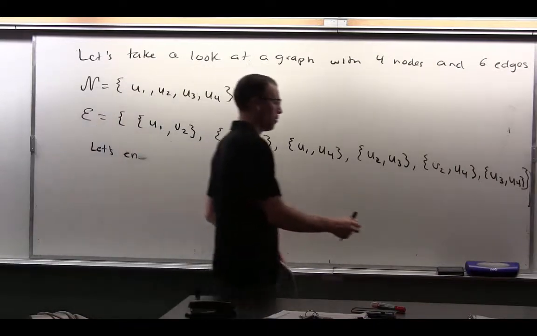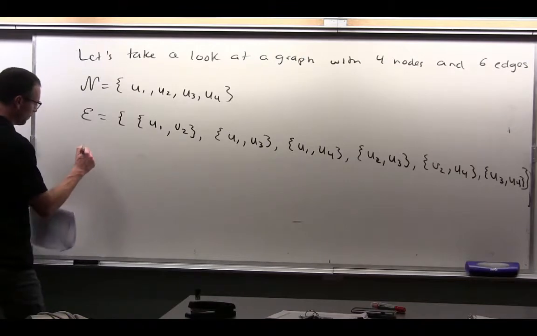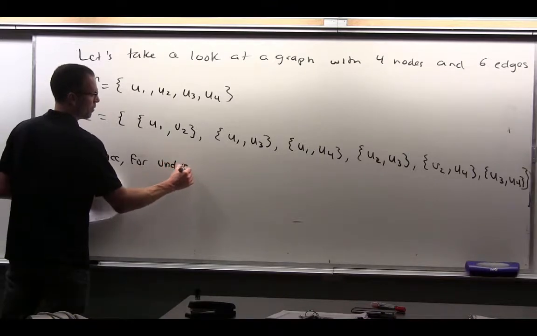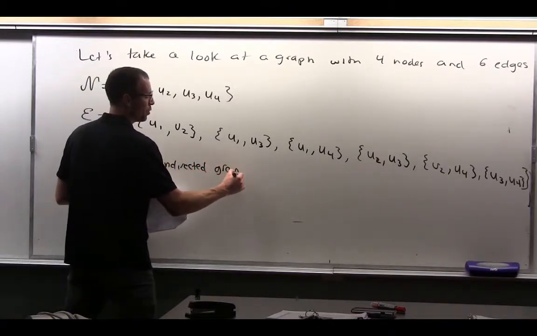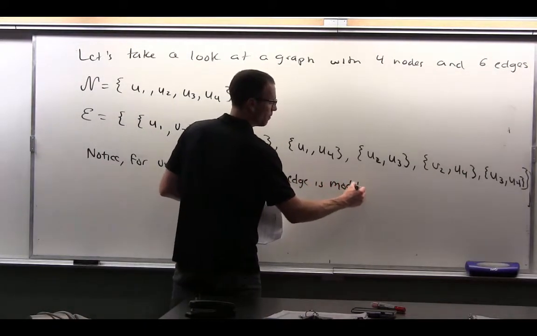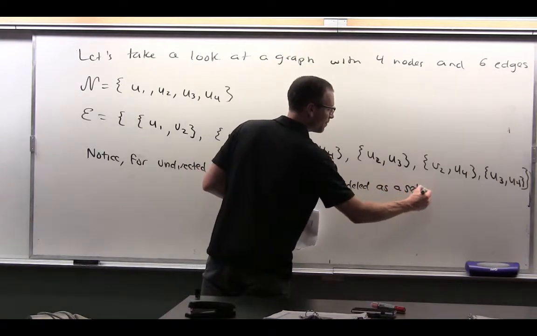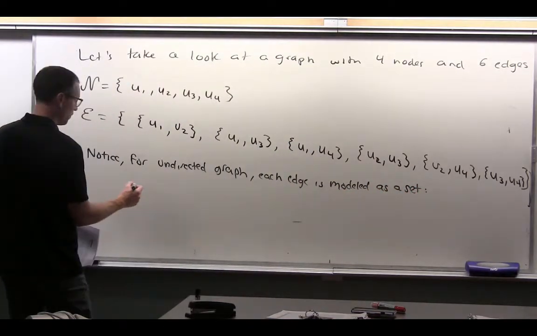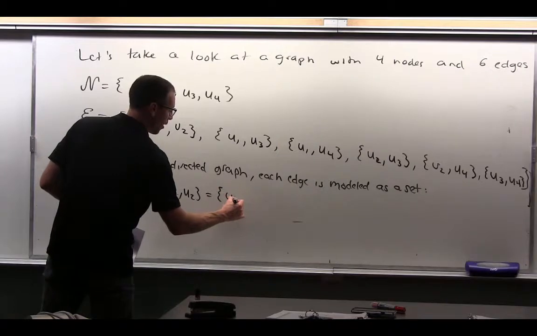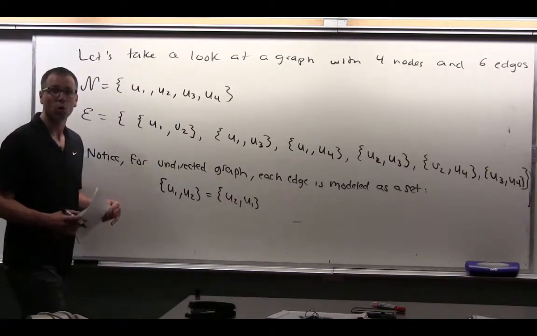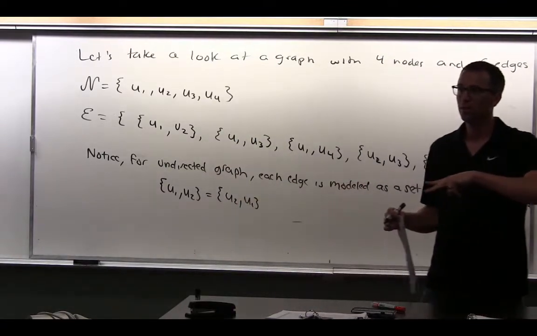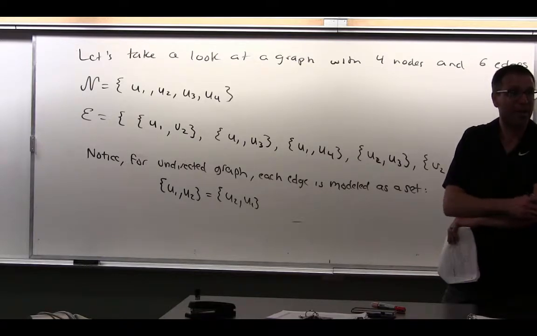So I guess 2 things that I want to call attention to. Notice, for undirected graphs, each edge is modeled as a set. Why does that matter? Yeah, there's no order. It's not an ordered pair, hint, hint. It's not an ordered pair. In set theory, does it matter which one I label first and which one I label second? The only thing that matters when I'm talking about sets is inclusion, right?